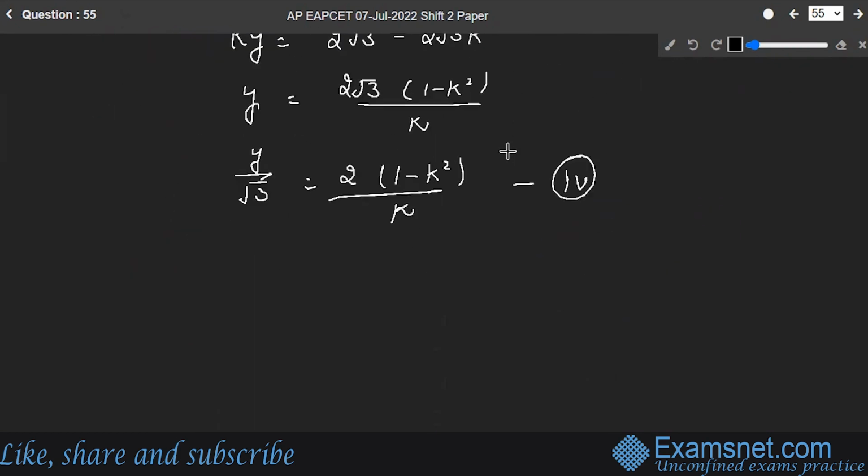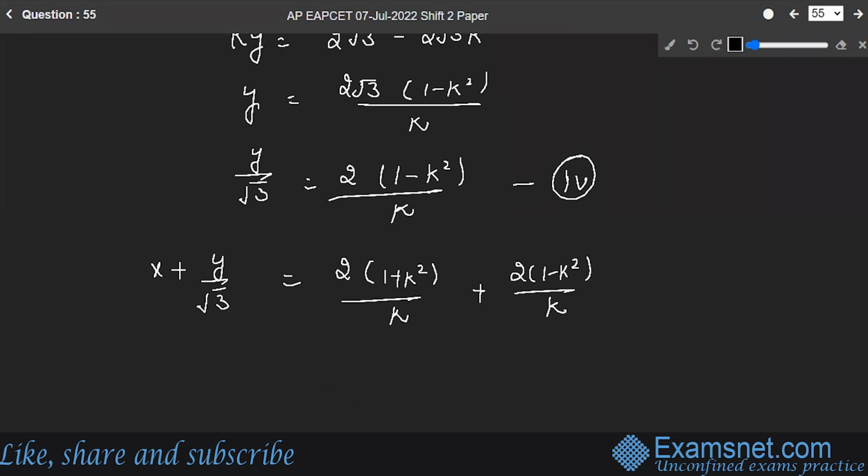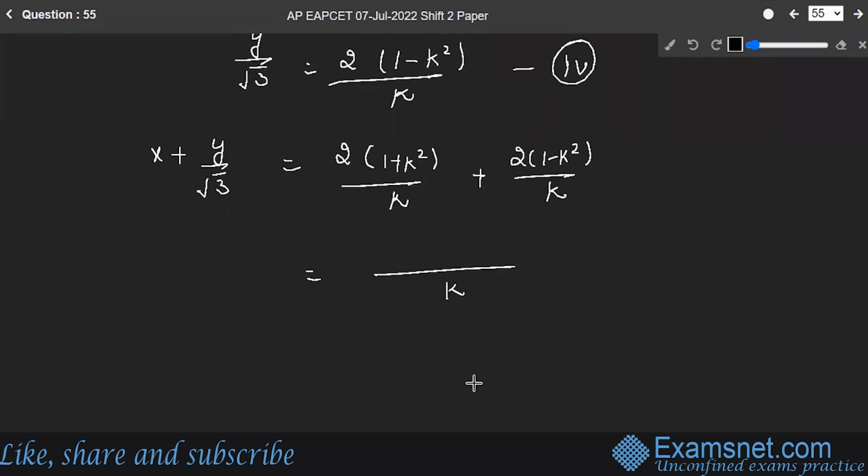So you can say x plus y upon root 3 is equal to 2 times (1 plus k square) upon k plus 2 times (1 minus k square) upon k. I'll take the k in the denominator and 2 common: 1 plus k square plus 1 minus k square. They will cancel out and you will have 4 upon k. That means x plus y upon root 3 is equal to 4 upon k.